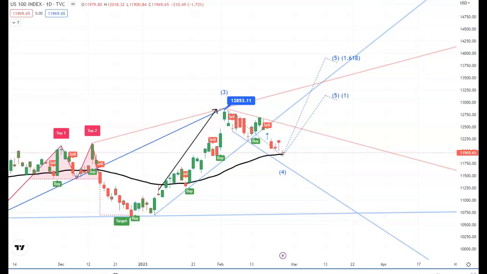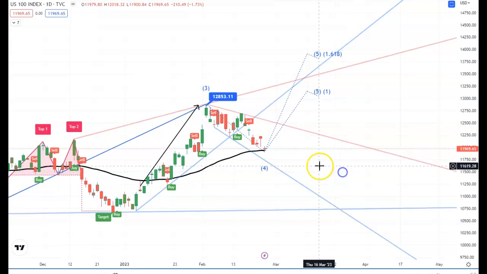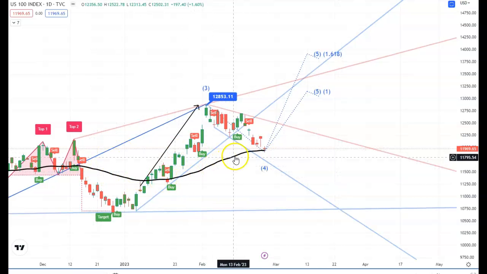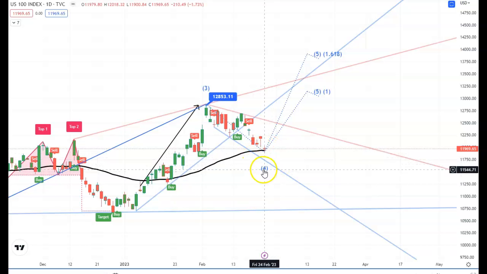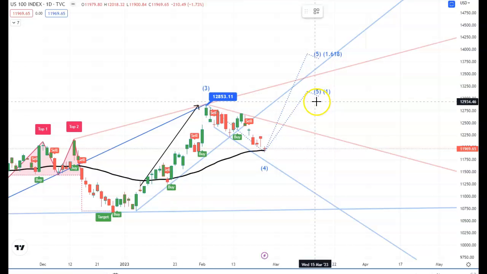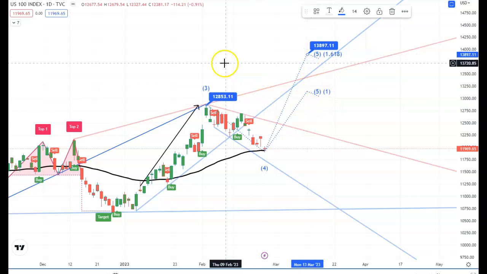The Nasdaq currently 11,969, but we've got a lovely wave 4 set up, haven't we? This is really, really good. The important thing is the 50-day moving average as a leading indicator; it acts as support as well as the wave 4. So this indicates a probability that the price is going to go higher. And the projected wave 5 could be here, but go for 13,897.